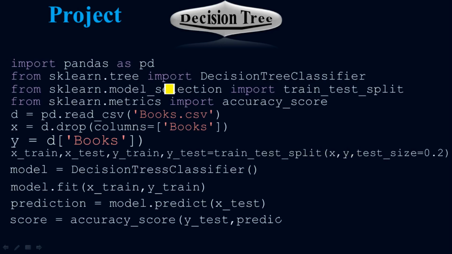Look, this is the complete code for this decision tree machine learning model. In the first step, we imported the libraries, pandas and scikit-learn. In the second step, we read the CSV file named books, and then we identified the X value by dropping the Y column, and determined the Y value from the books data. Then we split the train and test data, created the model, trained it with the fit method, made a prediction, and checked the accuracy score.